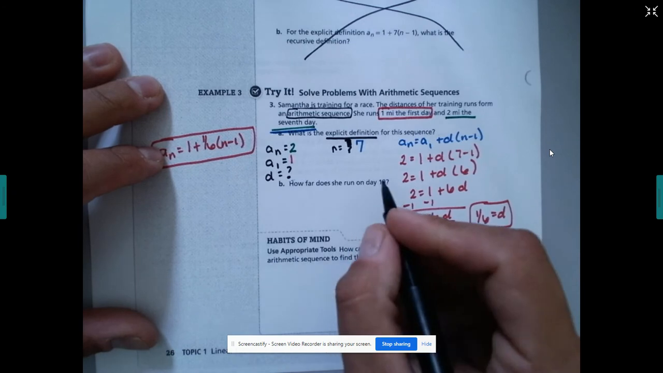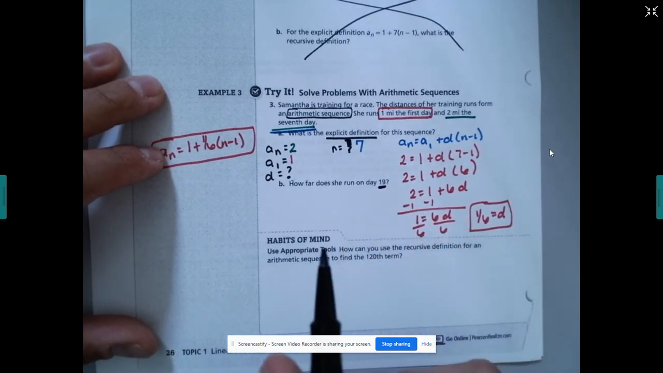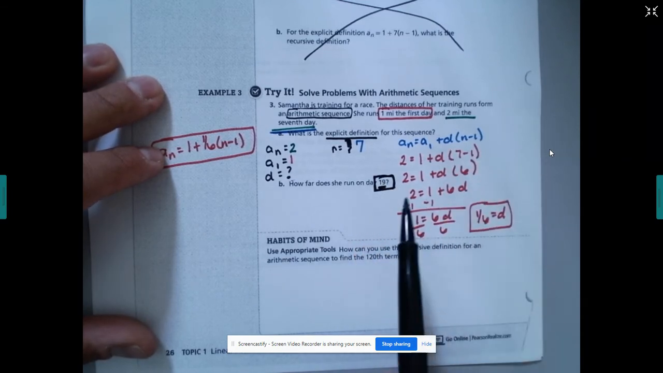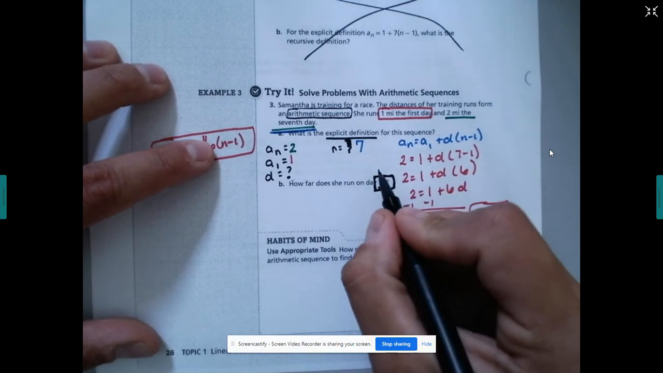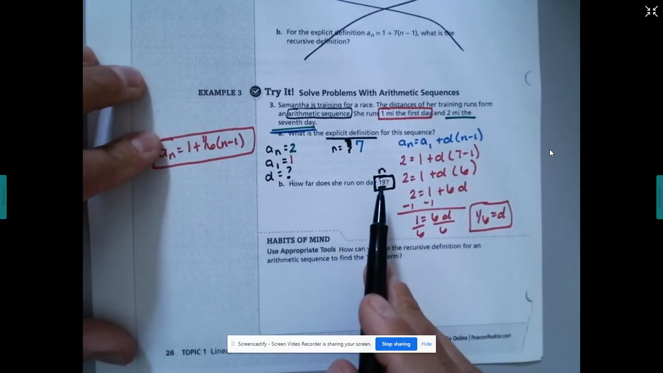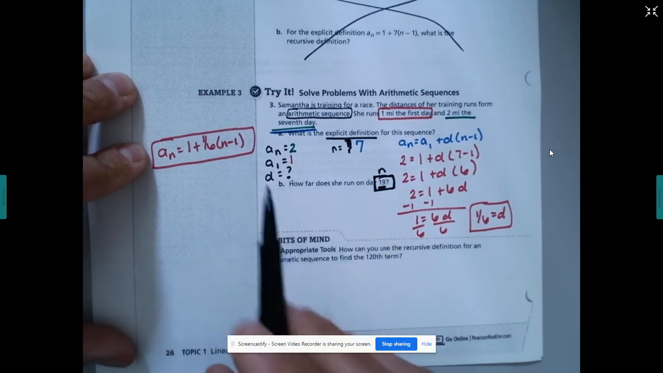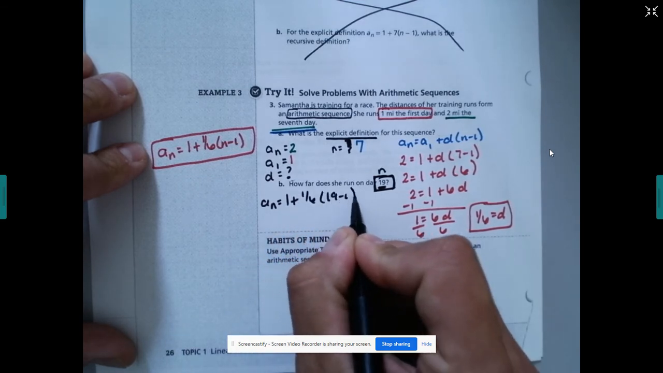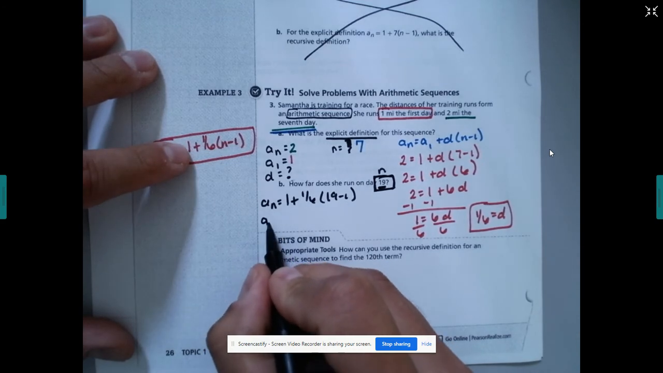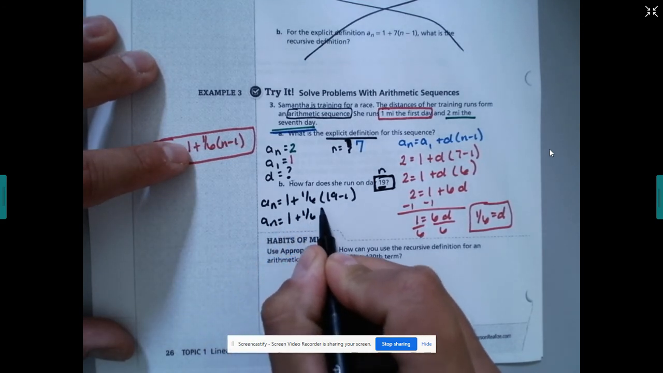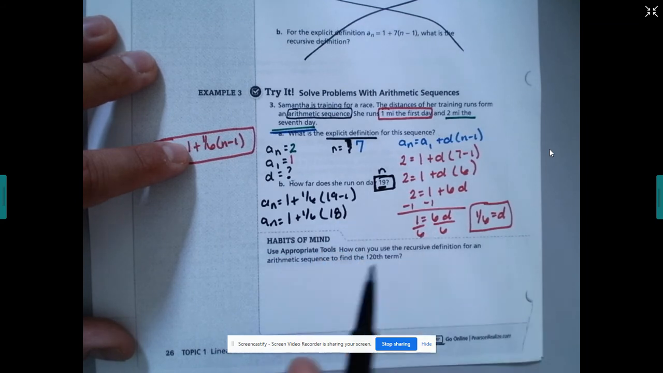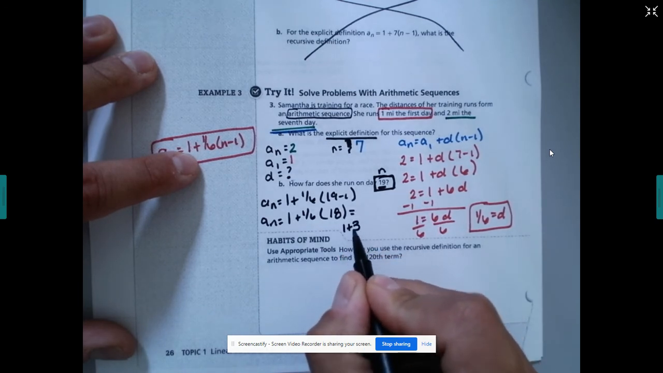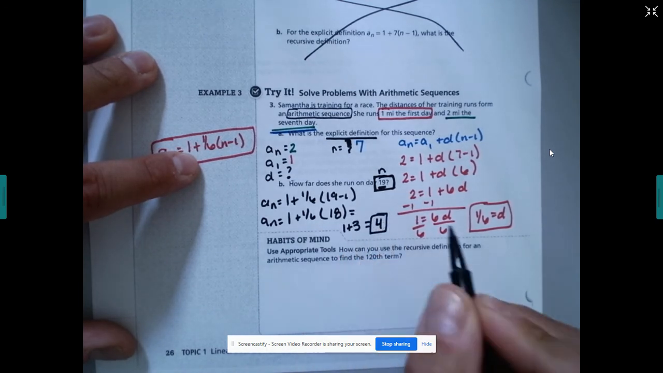The next part says on the 19th day, how many miles did she run? How far did she go? Day 19. This is the last day of her training, right? So that is the number of days that she ran, so that's going to be my N. So I'm going to take this 19, put it right in here for N, and solve this thing. 1 plus 1/6, 19 minus 1, and I'm going to solve that. Just like before, parentheses first. 18 times 1/6 is 3, so 1 plus 3. And 1 plus 3 gives me an answer of 4.